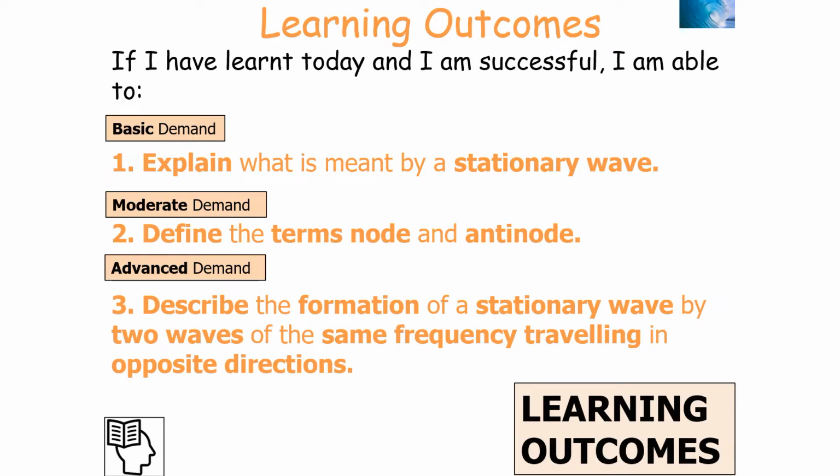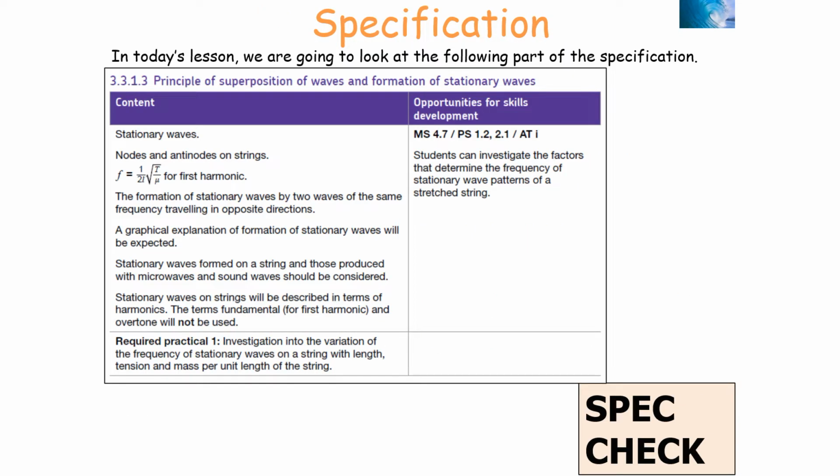If we've been successful and we've learnt in today's lesson, we should be able to explain what is meant by a stationary wave, define the terms node and antinode, then describe the formation of a stationary wave by two waves of the same frequency travelling in opposite directions, which is in the following part of the AQA A-Level Physics specification, 3.3.1.3, principle of superposition of waves and the formation of standing waves.